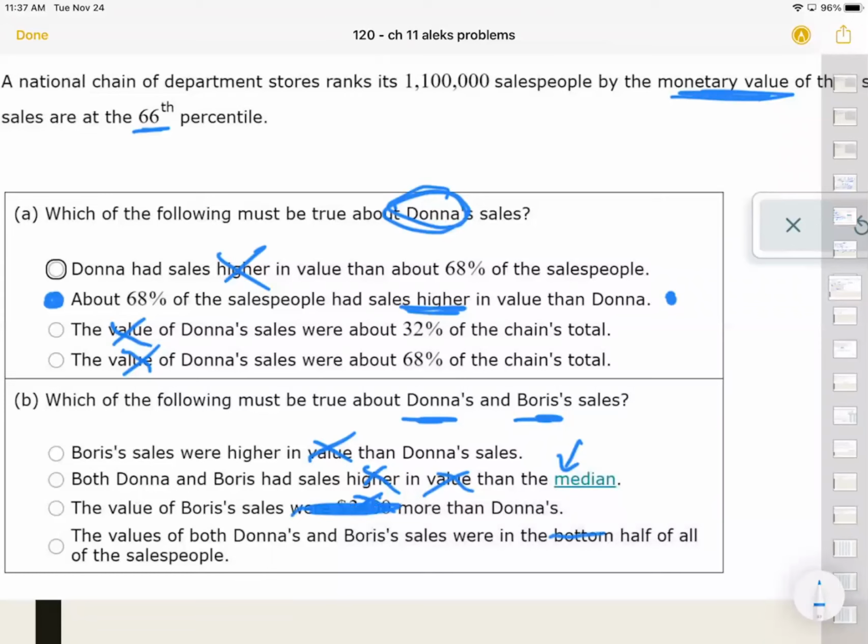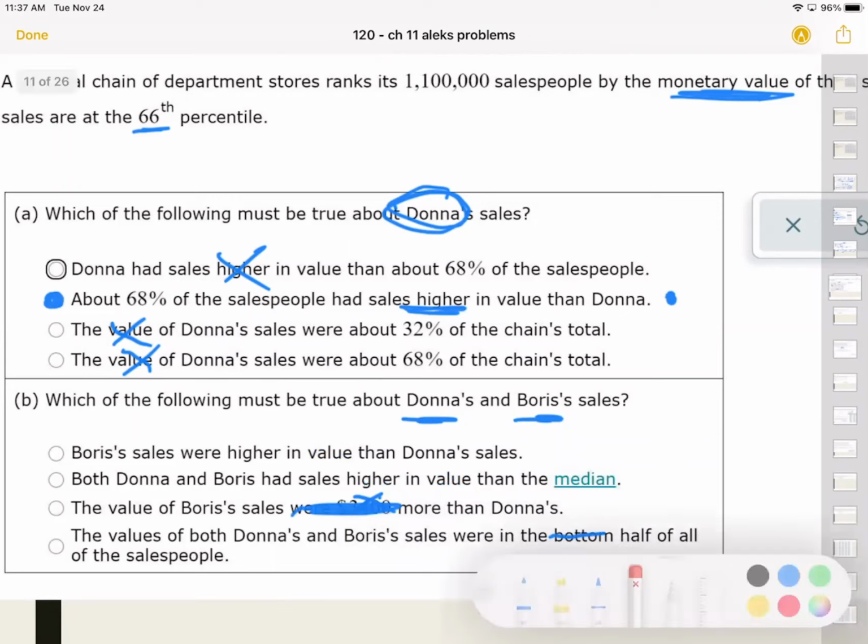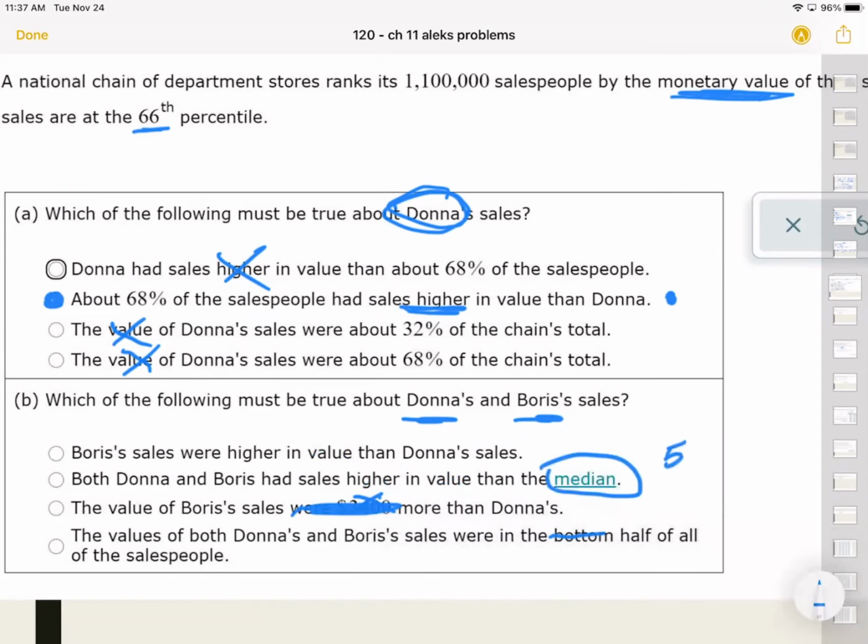So now let's take a look at the first two. Does both Donna and Boris have a higher than the median? Remember, the median is the 50%, right? The median is the middle portion with the 50%. So we know that they are not higher, not both of them. One of them maybe, but not both of them. And they are not higher than this median, not higher than the 50%.